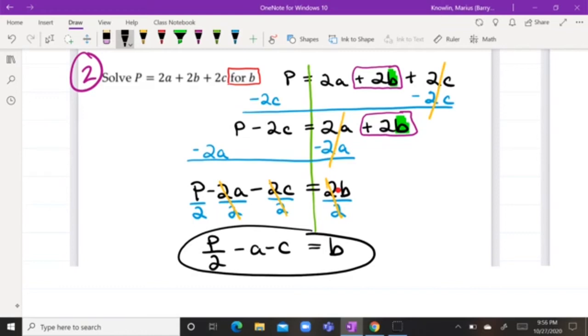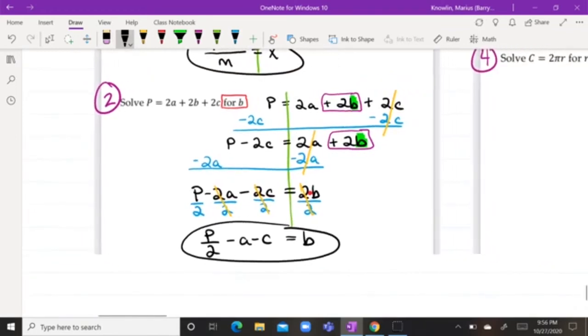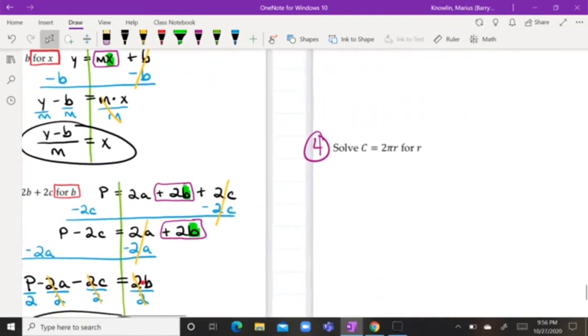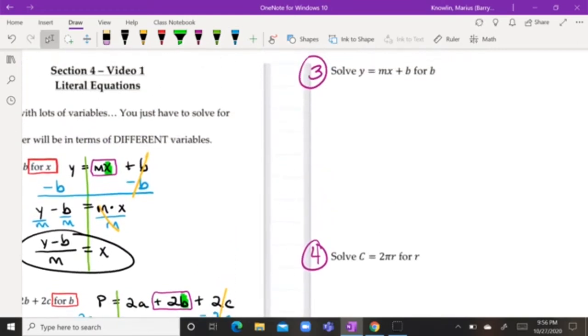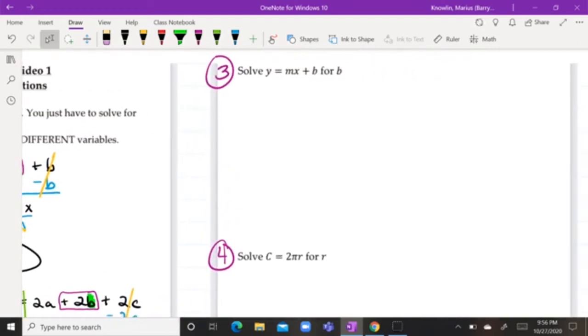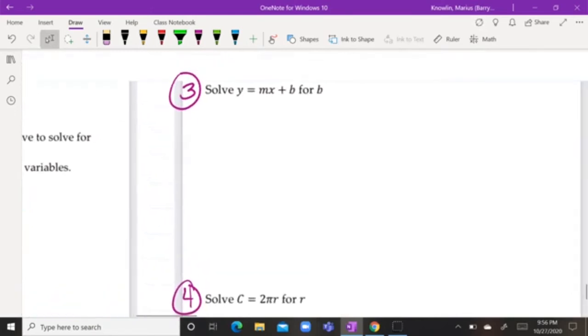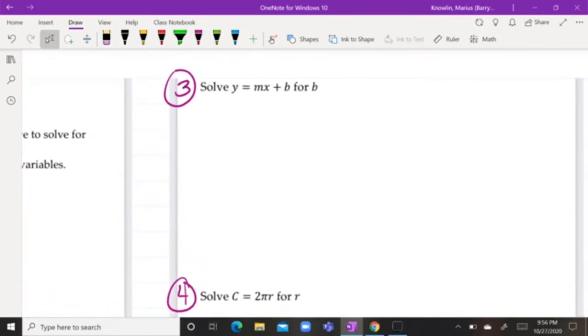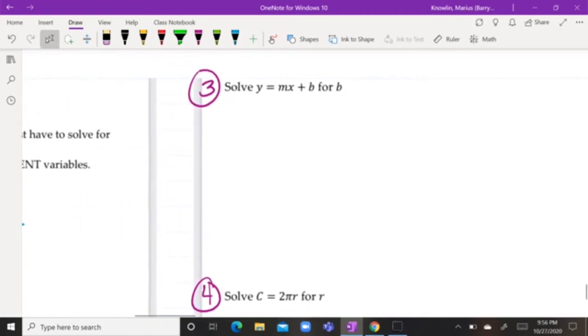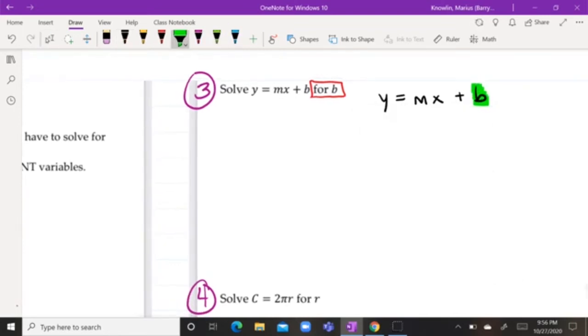So now the main thing, every time you're solving literal equations, you just want to isolate the variable that you're solving for and then move everything else away. So for number 3, it says y equals mx plus b, and they want us to solve for b. So now we're solving for b. I want to rewrite my equation. y equals mx plus b. I'm going to highlight the b because that's what I'm solving for.